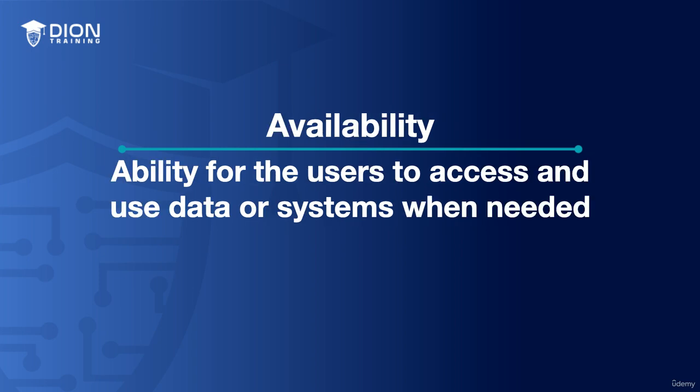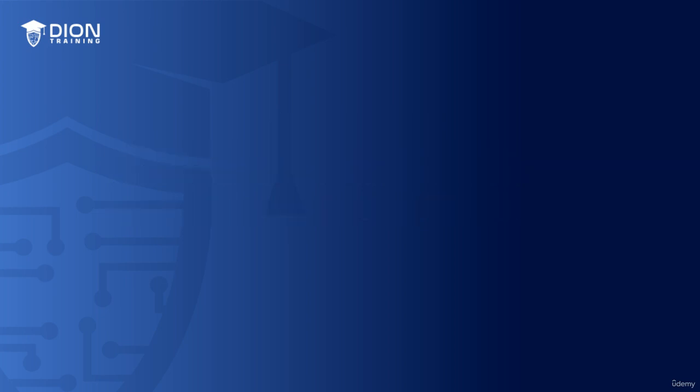And availability refers to the ability of users to access and use the data or systems when they need it. Availability measures are used to ensure that the systems and data are available to authorized users when they need them and that they're not disrupted by failures or attacks. After that, we talked about the application and infrastructure security, including things like auditing, access, authorization, and hardening.